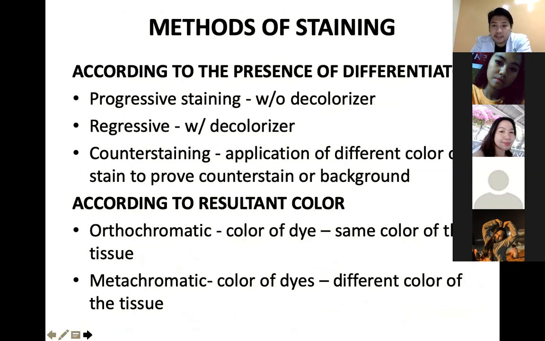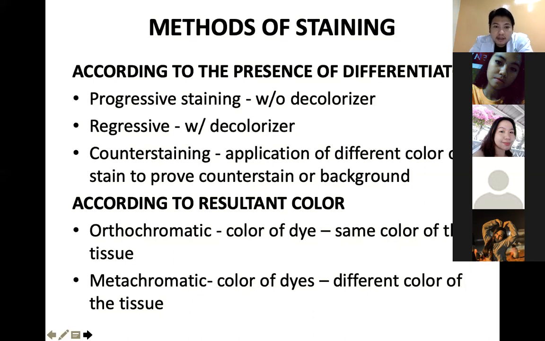Now, according to the presence of differentiator. The differentiator class is also known as our decolorizer. So the other term for differentiation is decolorization. We have three types: the progressive, regressive, and counterstaining. In the progressive staining class, we do not use the decolorizer at all.